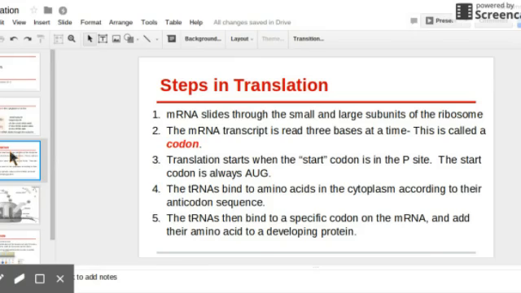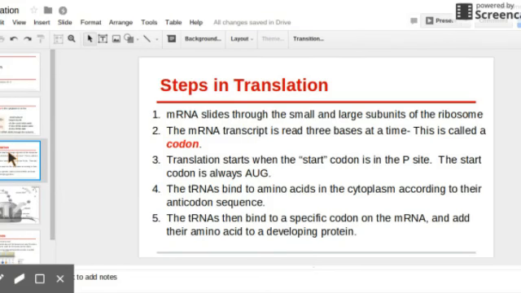The steps in translation are as follows. First, like I mentioned, mRNA slides through the small and large subunits of the ribosome. The mRNA transcript is read 3 bases at a time. We call that a codon, a sequence of 3 nucleotides. Translation starts when the codon is at the P site. The start codon, the sequence on the mRNA to start translation, is always AUG.